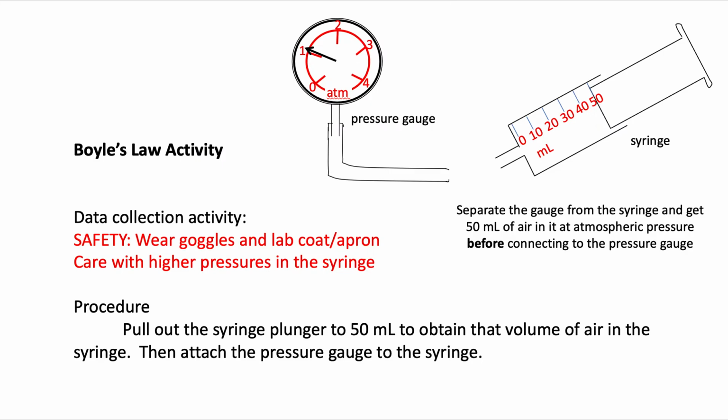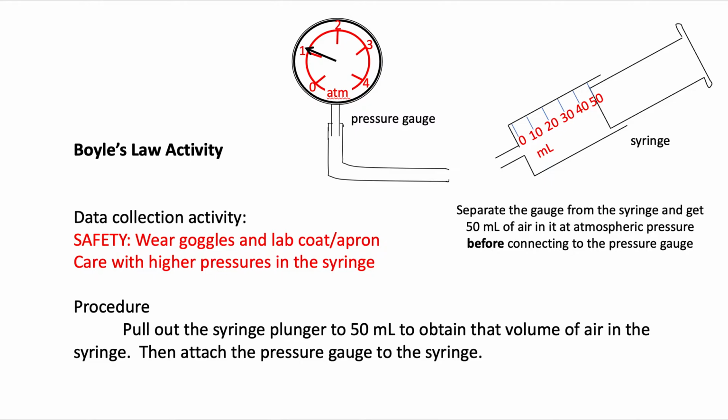Once you've done that, here we go, let's look at the equipment. You're going to wear goggles and a lab coat, and take care with higher pressures in the syringe. You're going to separate the syringe from the pressure gauge tubing, with the plunger out. So you've got air at atmospheric pressure in the syringe and air at atmospheric pressure in the tubing going up to the pressure gauge.